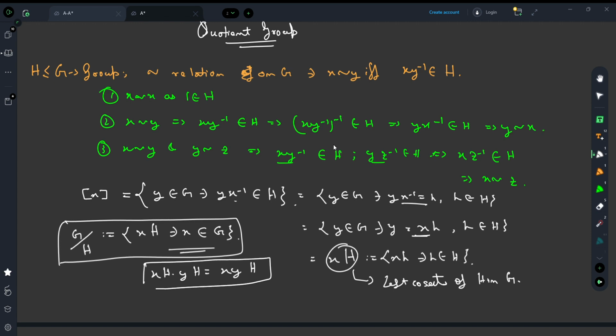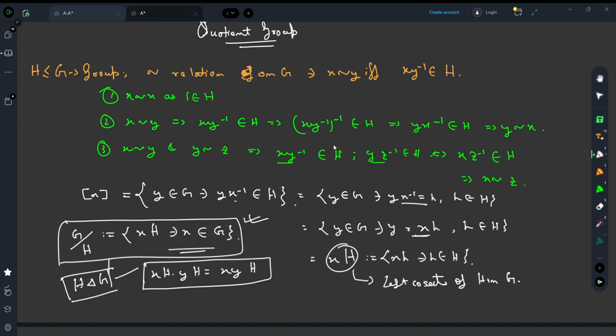But to define this operation on G mod H, we need one more additional factor: H should be a normal subgroup of G. H must be a normal subgroup of G. We are not going to go into details of what a normal subgroup is at this moment. Now see, until we defined this set, there was no need of normality of the subgroup, right? But to define a group structure on this set, you need the subgroup to be normal.